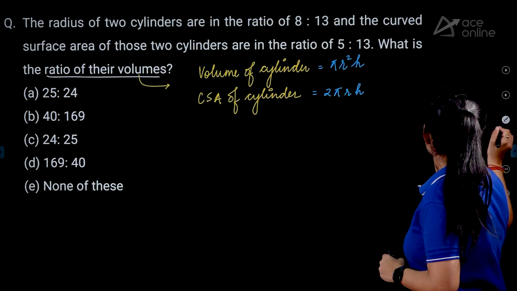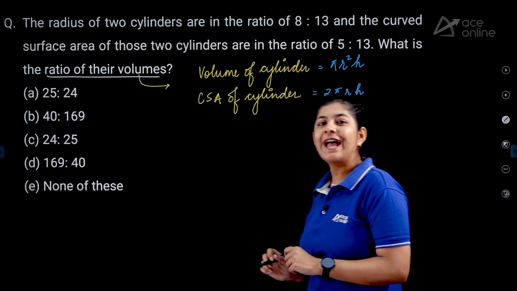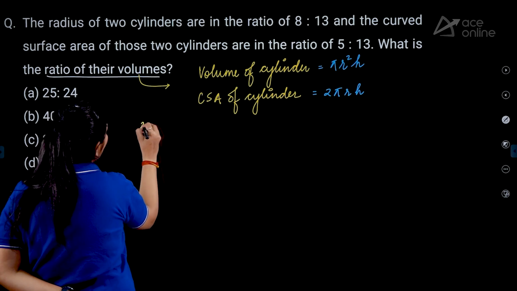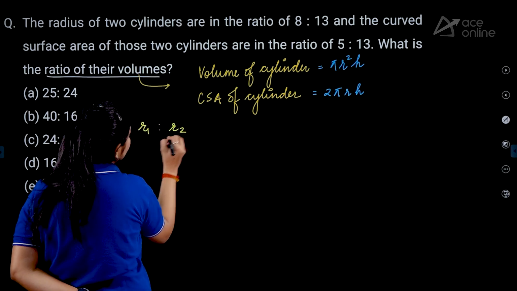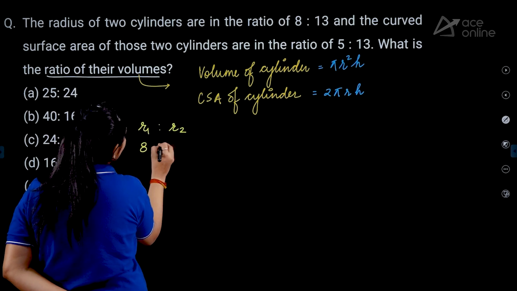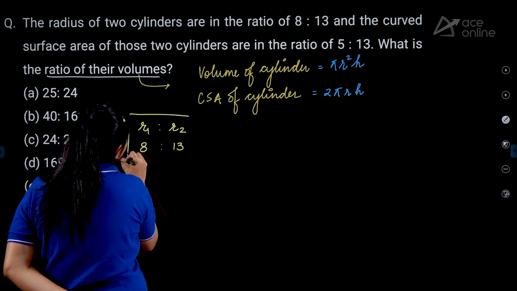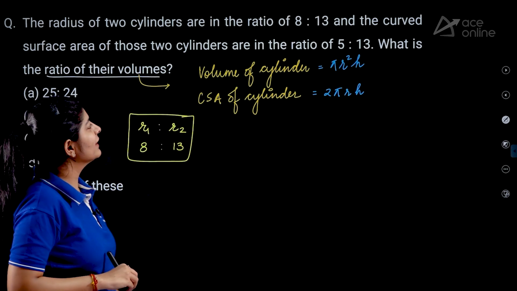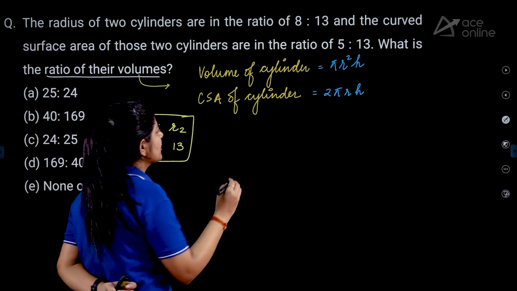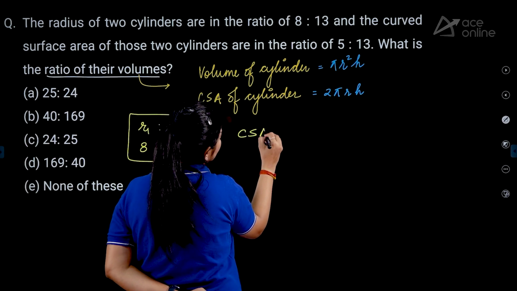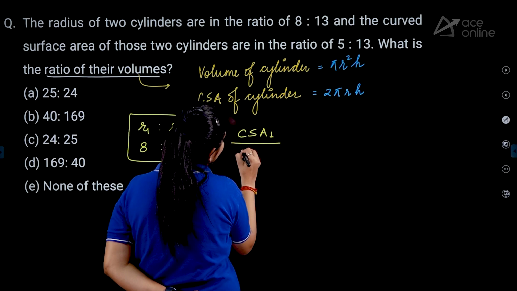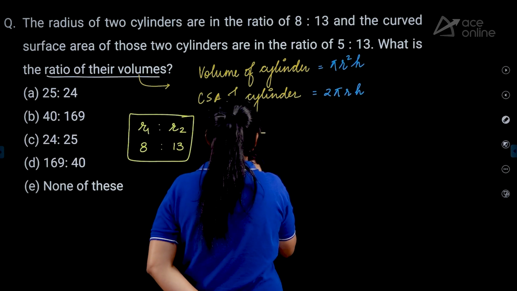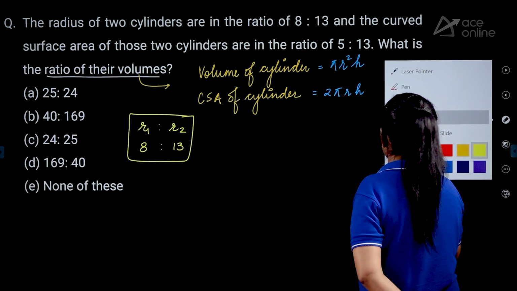Okay, so let's start solving this particular question. So here, as we are having two cylinders, I can say that the ratio of R1 to R2 is given as 8:13. Now, apart from that, here I am having the curved surface area ratio as well. So CSA of cylinder 1 divided by CSA of cylinder 2.